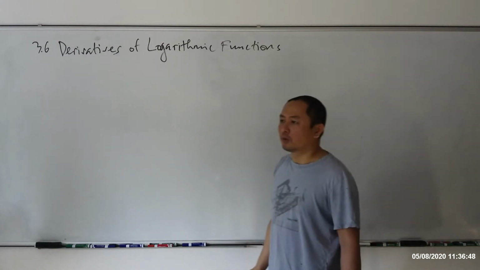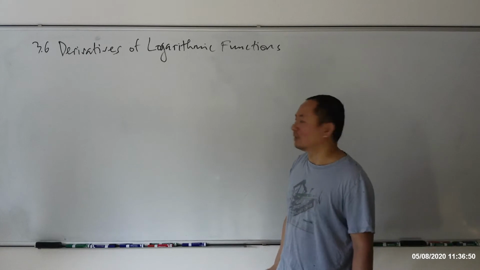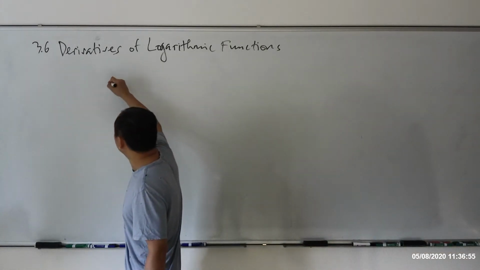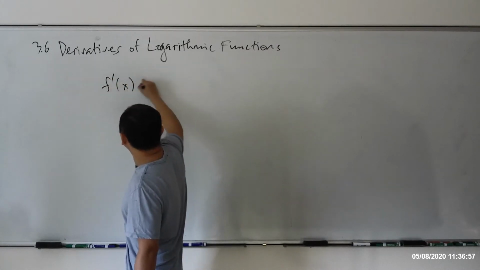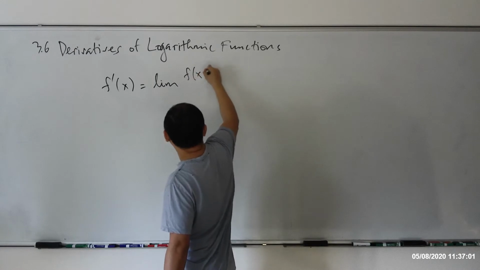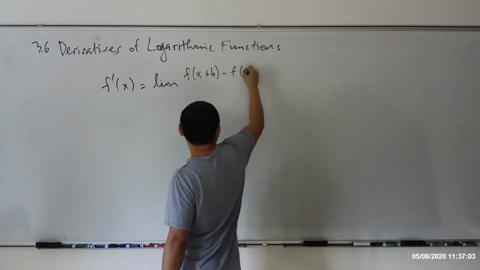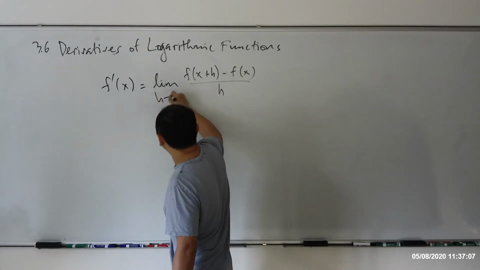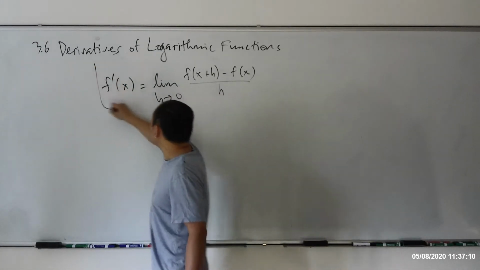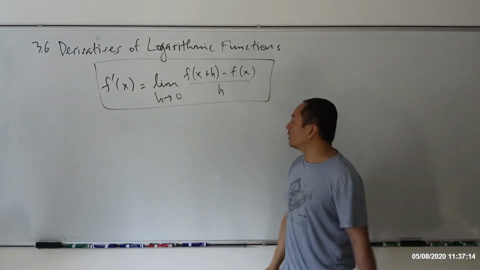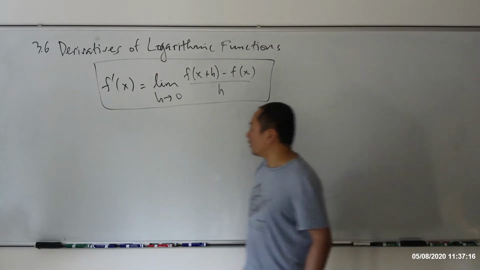Alright, and the proof of the formula is using the definition. So we're going to skip that, but let me just recall the definition of derivative. f prime of x is the limit of f of x plus h minus f of x over h when h approaches 0. Okay, this is the definition. Whenever you want to prove any derivative formula, you're going to go back to the definition. Let me just give you the formula.